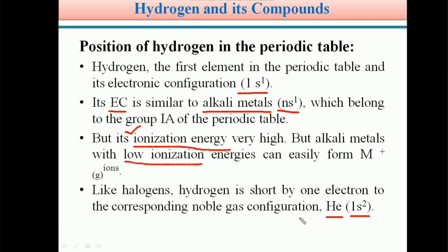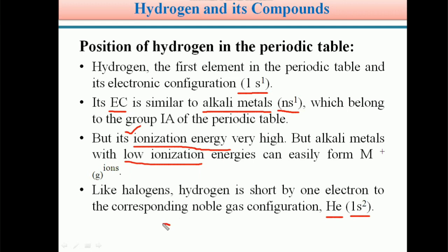Similarly, halogens are also one electron short of the nearest inert gas configuration. For example, fluorine has atomic number 9 and electronic configuration 1s2, 2s2, 2p5. After gaining one electron, it reaches the configuration of its nearest inert gas, neon. So after gaining one electron, fluorine reaches its nearest inert gas. Similarly, if you see chlorine, its atomic number is 17.